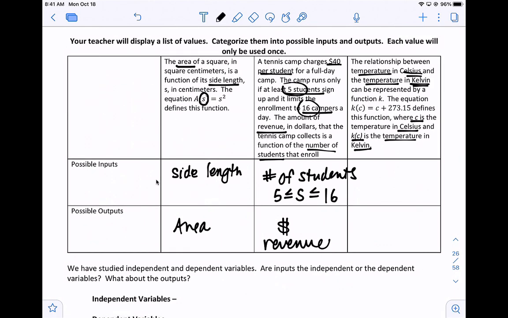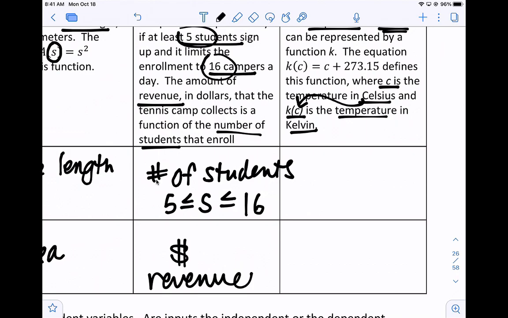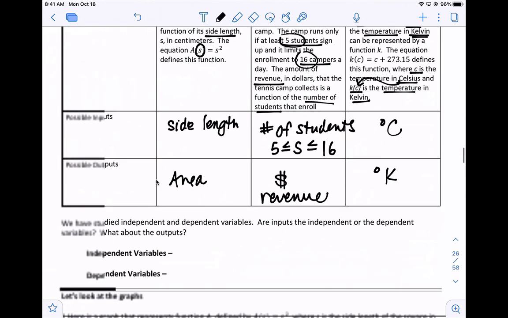And then the last one, it says right here that c is the temperature in Celsius, so that's what we're putting in. And then it's a function of K, which is the temperature in Kelvin. So the input will be degrees Celsius, and degrees Kelvin would be the output.